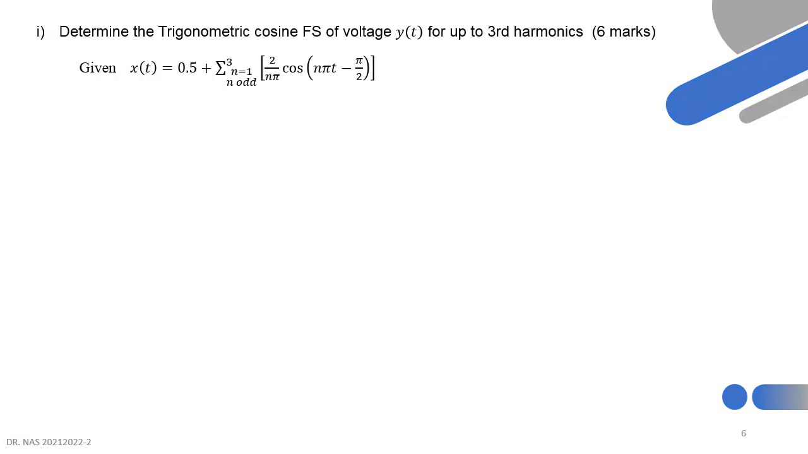Okay, so next, the first question: you need to determine the trigonometric cosine Fourier series of the output signal y(t) for up to third harmonics. As mentioned earlier, you just need to consider n equal to 1 and n equal to 3 in this case, because n is only valid for odd numbers.